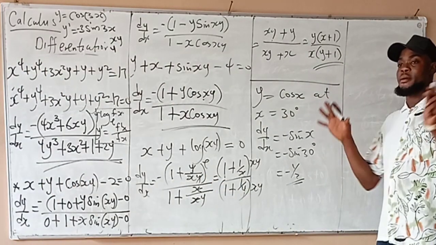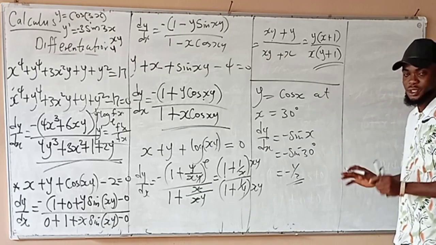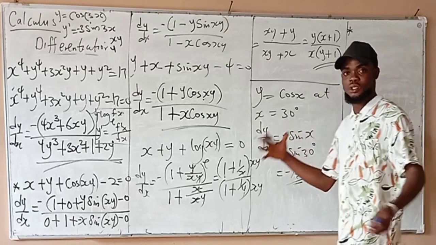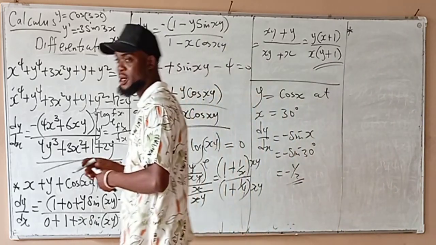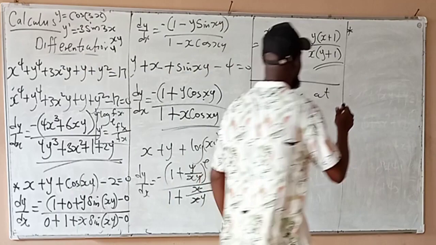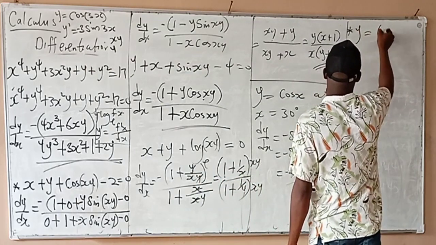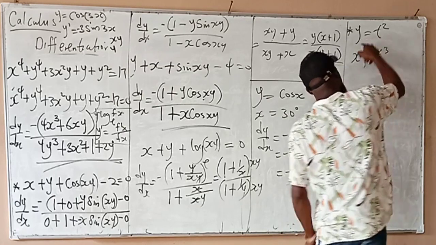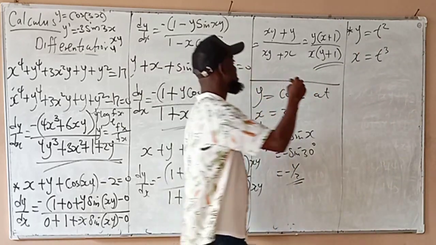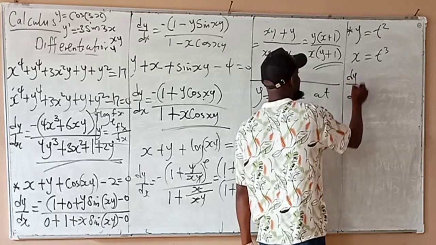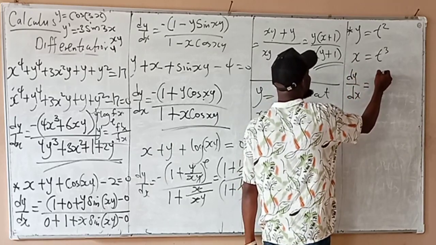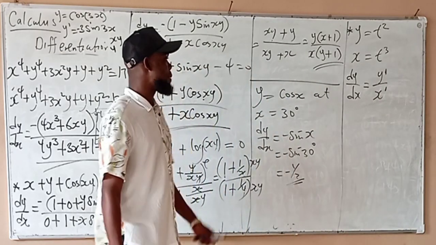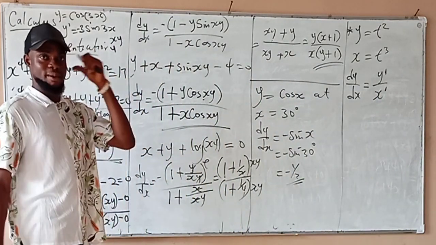Now let's look at parametric functions. A parametric function is, for example, two functions linked together with a parameter. Let's say we have y is equal to t squared and x is equal to t cubed. This t is linking x and y together. So if I say differentiate y with respect to x, the answer is going to be the differentiation of y over the differentiation of x. y prime is differentiate y over x prime, which is differentiate x.